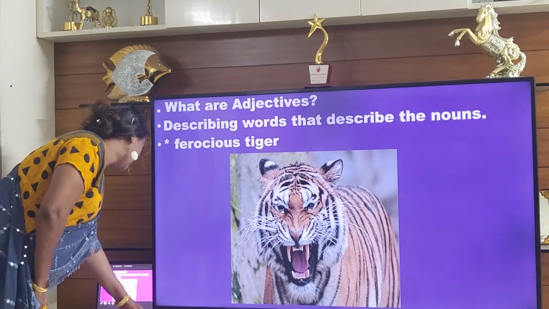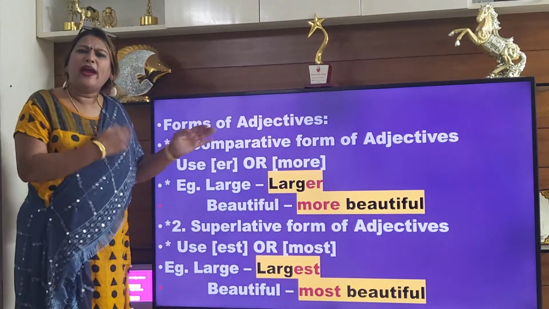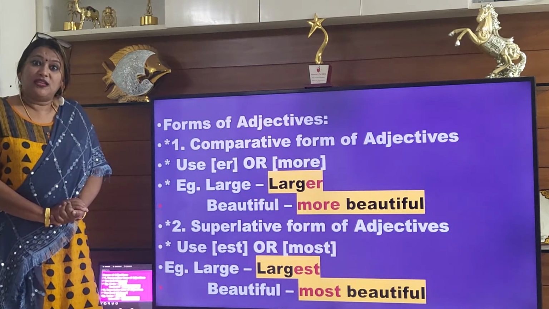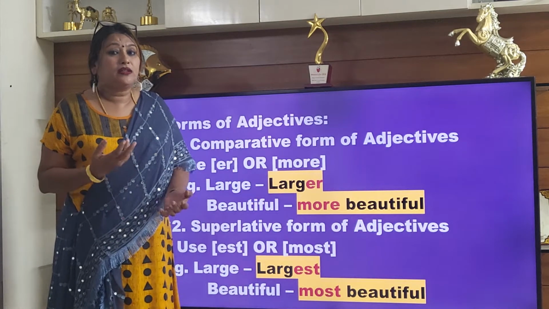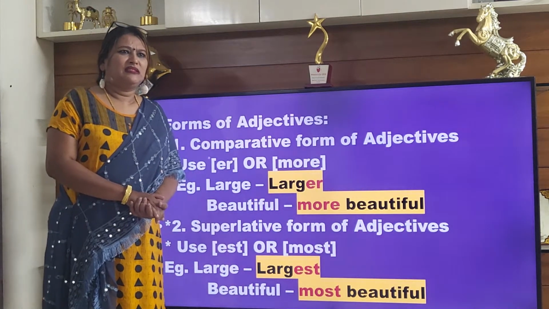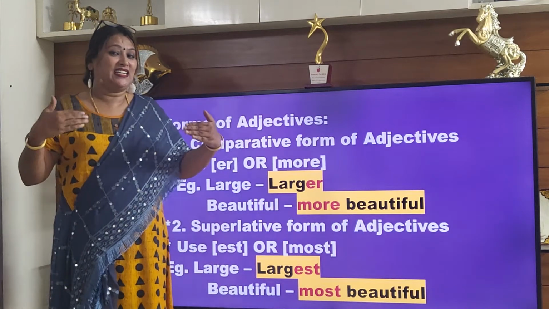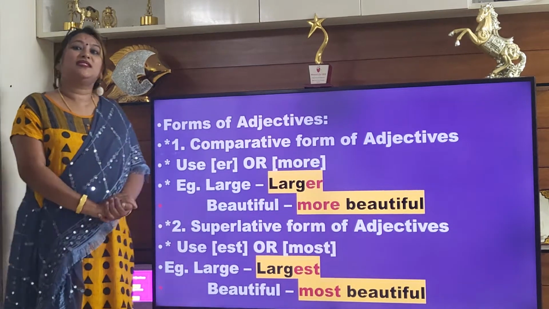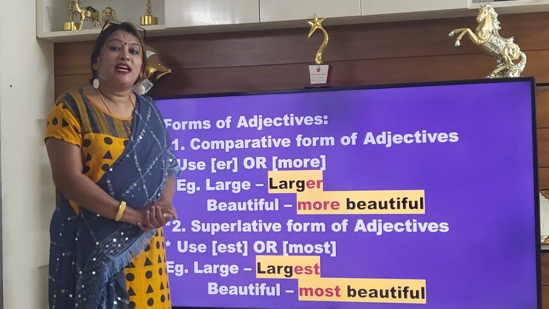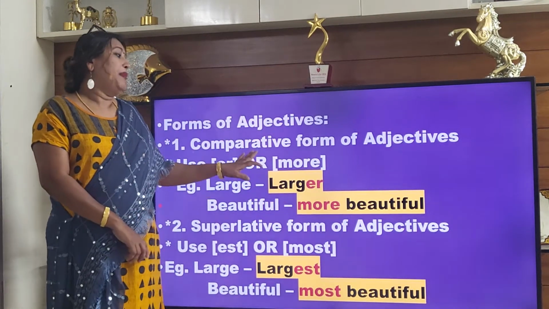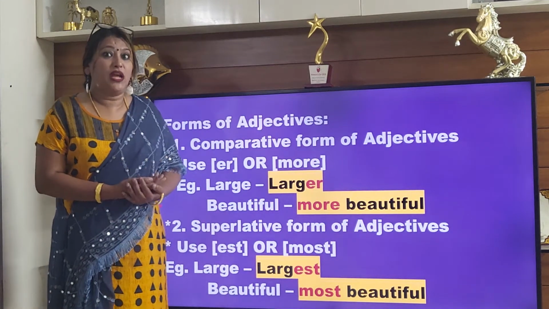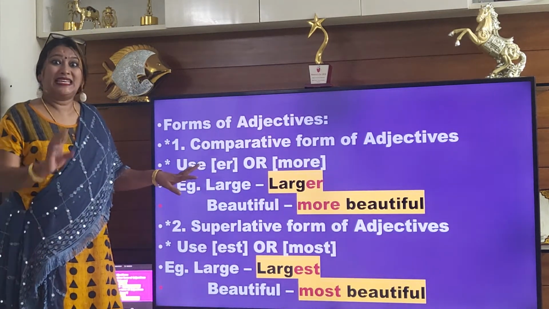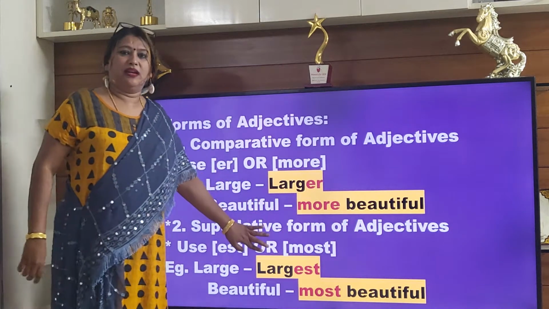Okay, let's go ahead. The next topic is forms of adjective. Why do we use the forms of adjective? Why do we need that? What's the purpose? The forms of adjectives are used to compare things. When it comes to comparing things, again there's a categorization here. When you compare two things or two nouns, then you use the comparative adjective, right? But when you compare more than two things, more than two nouns, then it becomes a superlative adjective.